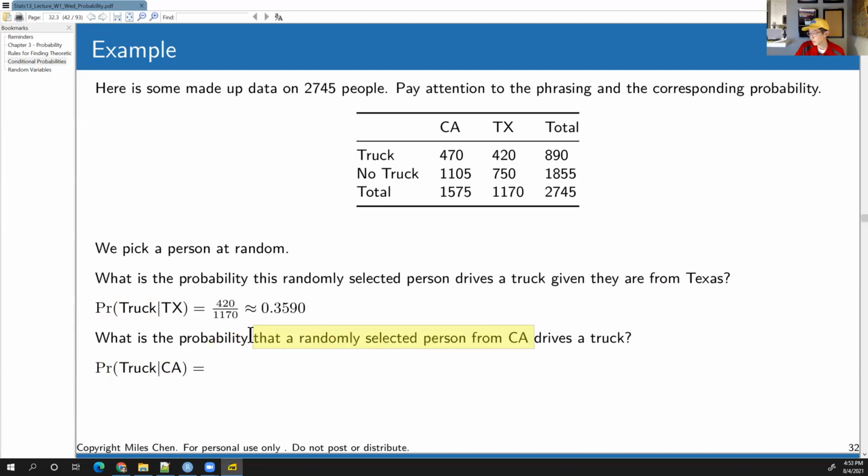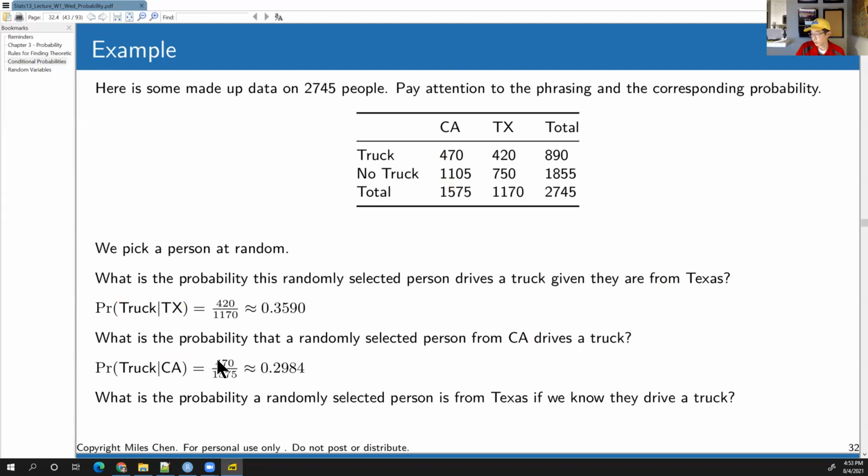So now the question is phrased differently. The given part comes first, because it establishes that we are looking at people selected from California. And the question is, what's the probability that this person drives a truck? So we're still asking, what's the probability of truck given California? All right, and so our answer here is going to be 470 out of 1575, something around 29, 30%.